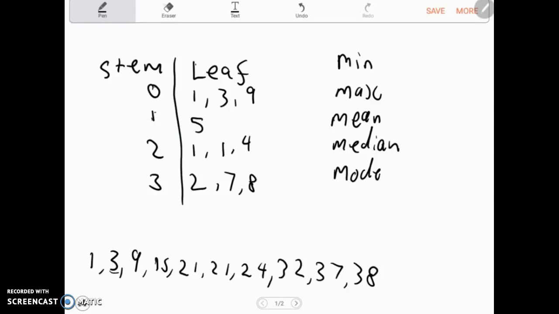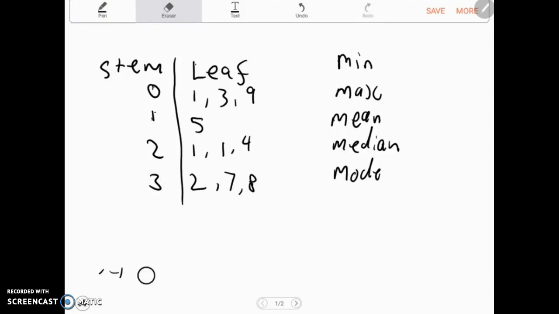So now to actually use the stem and leaf plot, we can use it to find a variety of different information about the data. So for example, the minimum is 1, which we can see right here. The maximum is 38.